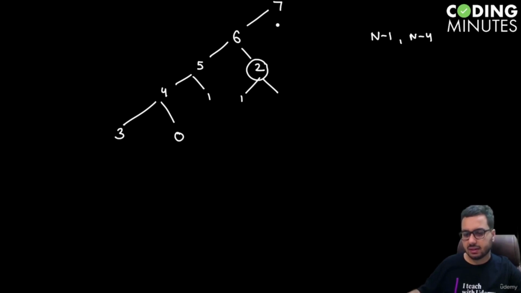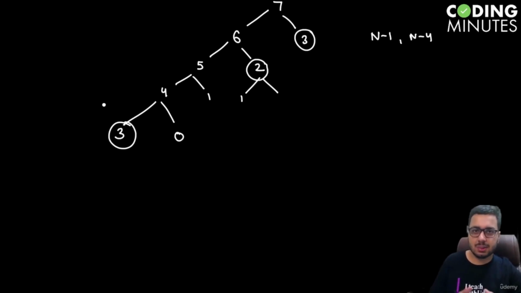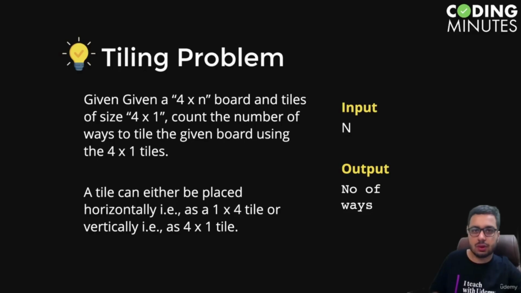So let's take a bigger example. Let's say n is 7. So 7 minus 1 is 6, and 7 minus 4 is 3. What you can observe is that there are some states which you are computing again and again. That is the concept of overlapping subproblems that we would cover in dynamic programming, and in that case you can add some optimization to make it work in linear time. But we are not concerned with that right now. The only thing was you should know how to derive the recurrence and how to solve this problem. I hope that is clear.